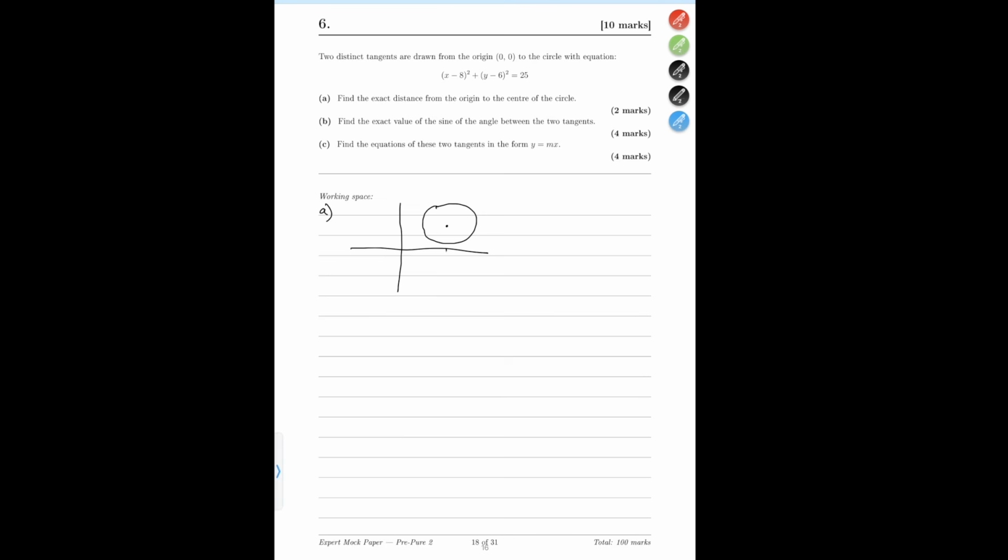But 8, 6. Okay, so it's asking us to find the exact distance from the origin to the center of the circle. So if we just draw a line there, we can see it's just going to be Pythagoras. So it will be 8 squared plus 6 squared square rooted, which is root of 64 plus 36, which is root 100, which is 10. So simple part A, just finding the distance from the origin to the center of the circle.